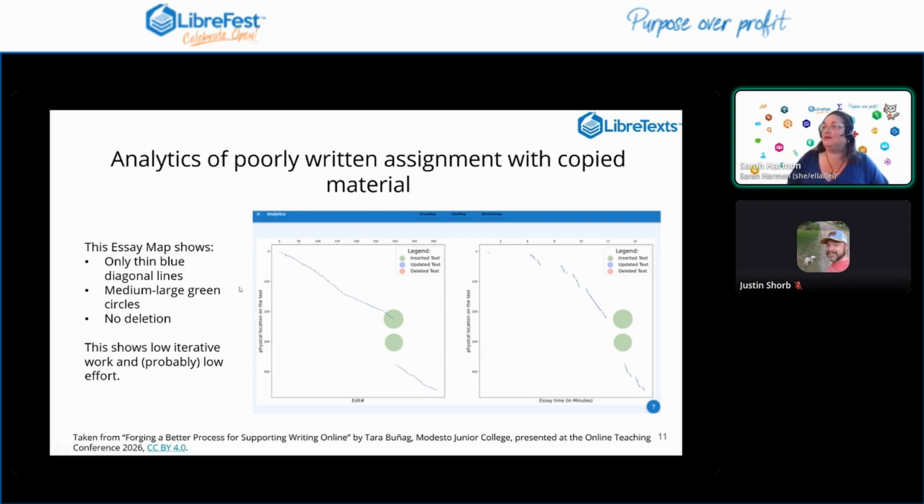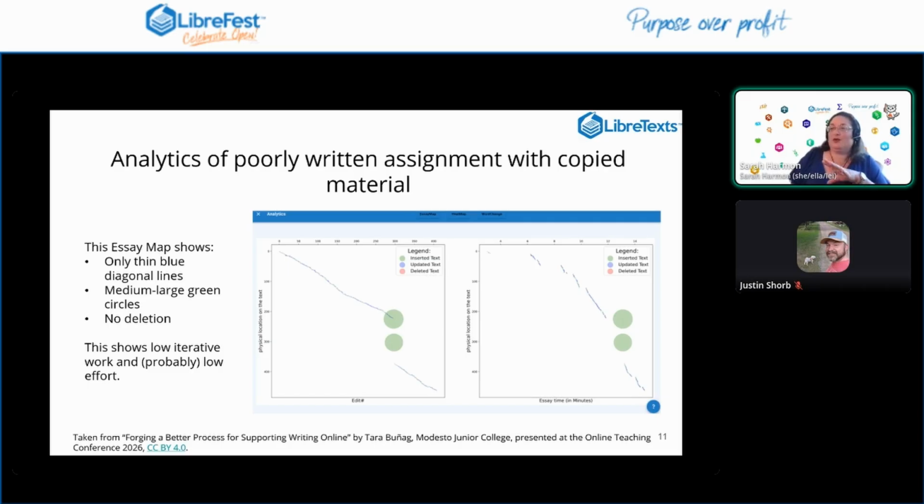Why do I say that? Well, what you see is one diagonal blue line and then a second, and that's it. That's all you see. You really only see two insertions, right? That's massaged text or edited text, revisions, right? You see a couple of green circles, and they're fairly sizable. They're not little tiny ones. They're medium to large. You don't see any deletion.